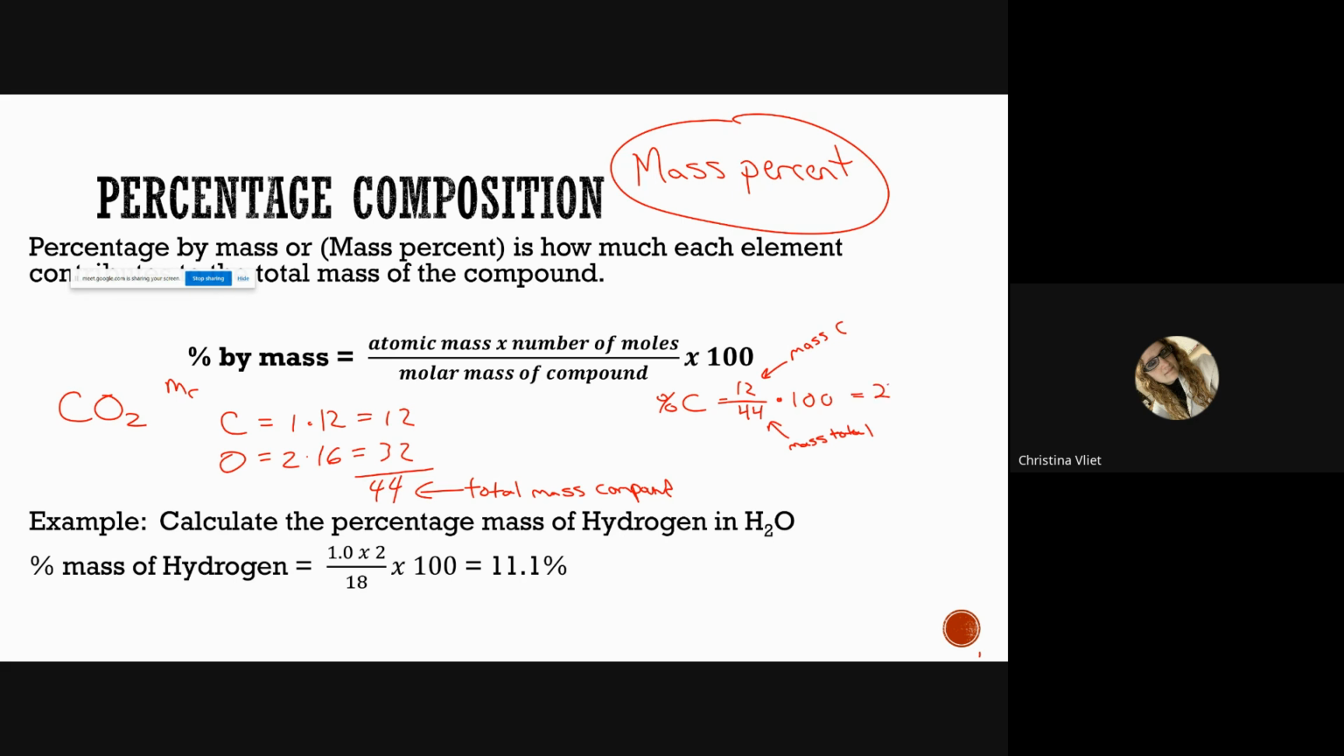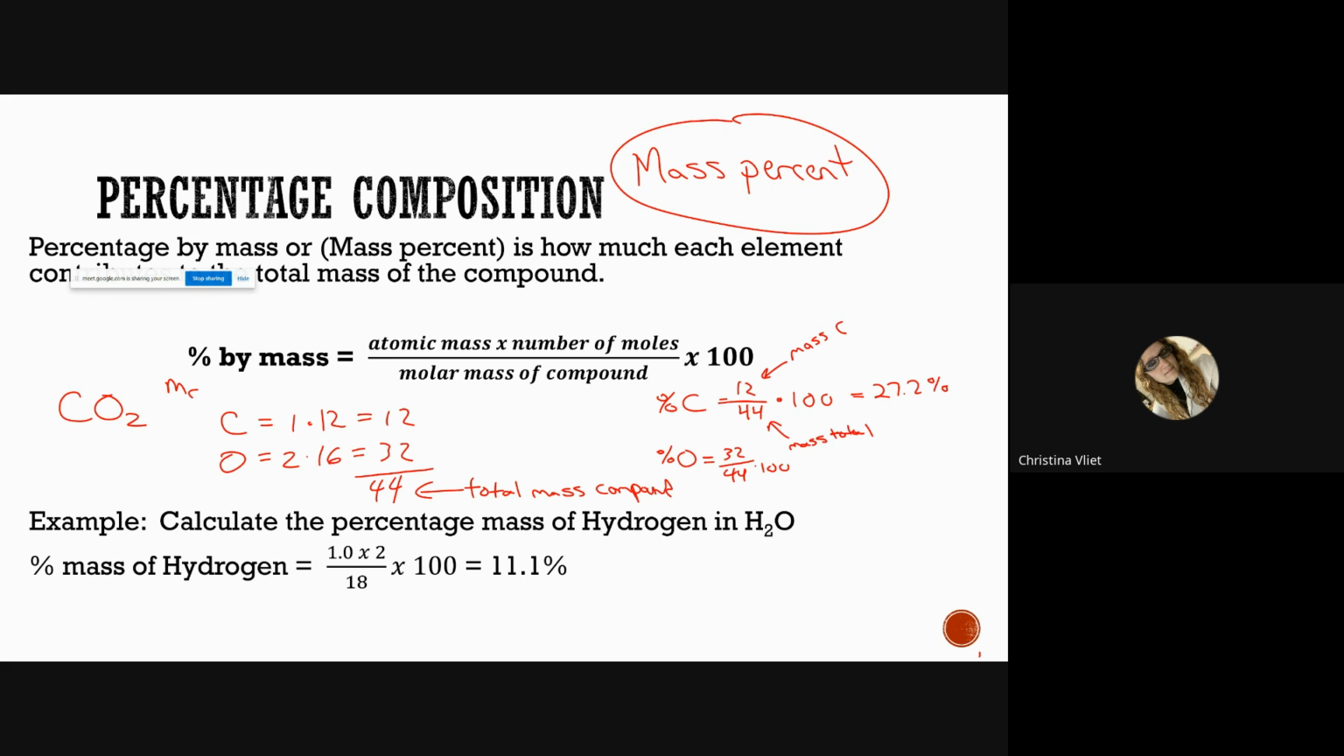I get 27.2%. So then what would the mass percent of oxygen be? Can you figure that out? 72.8. Right. And there's a couple of different ways you could do it. You could do 32 over 44 times 100. Or knowing that there's just 2 elements there, you could do 100 minus 27.2.